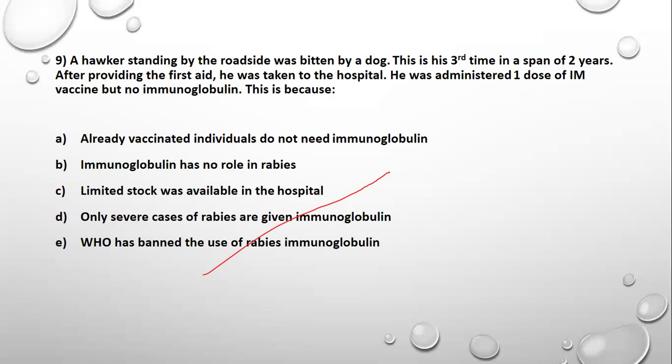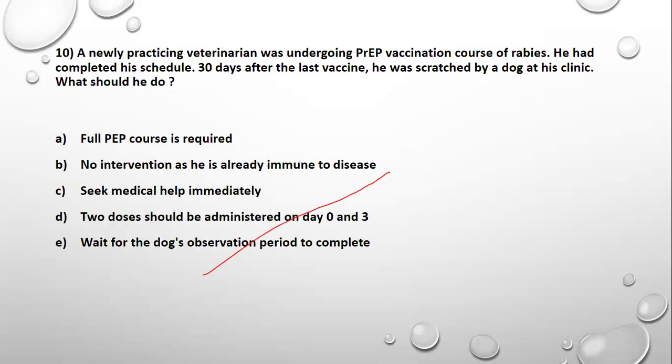A. Yes, the correct answer is A. Already vaccinated individuals do not need immunoglobulin.